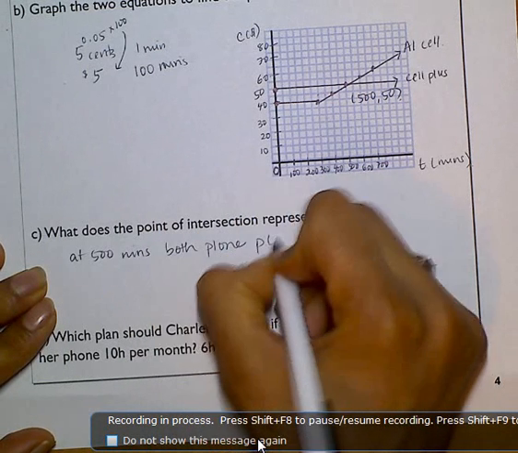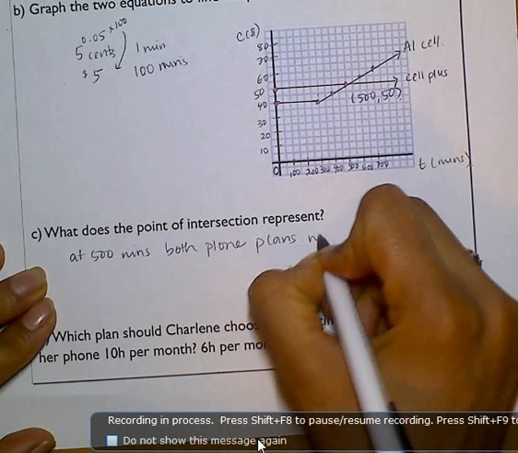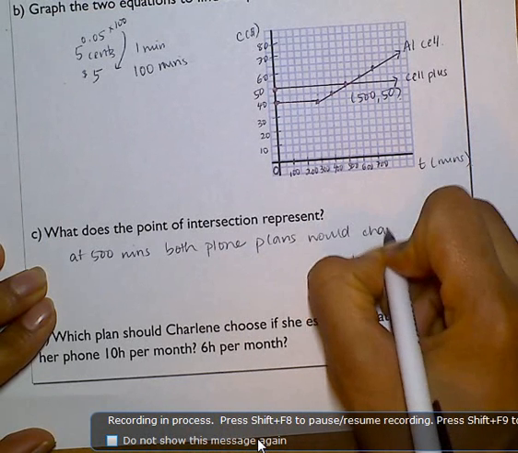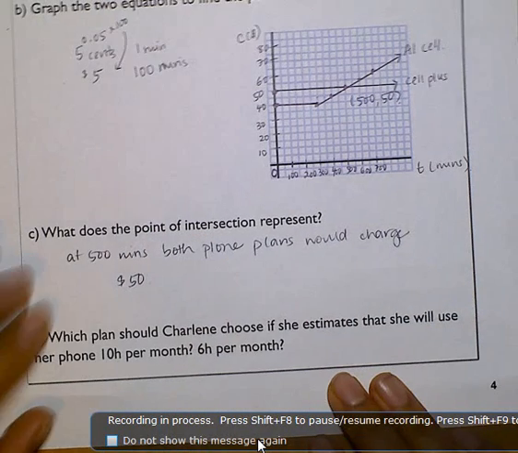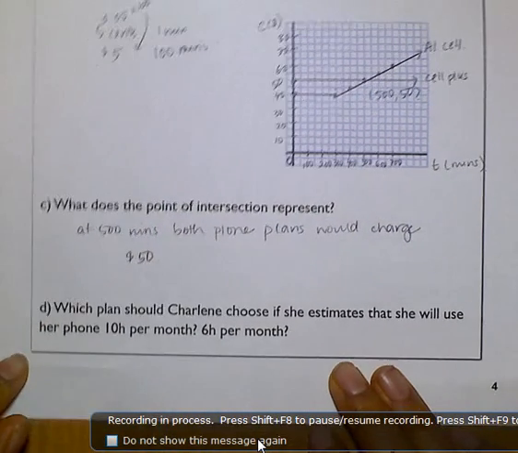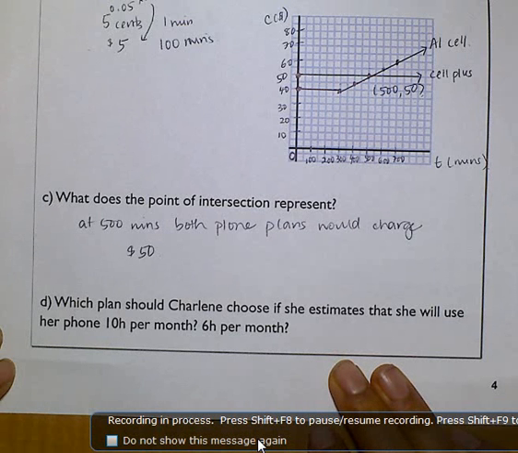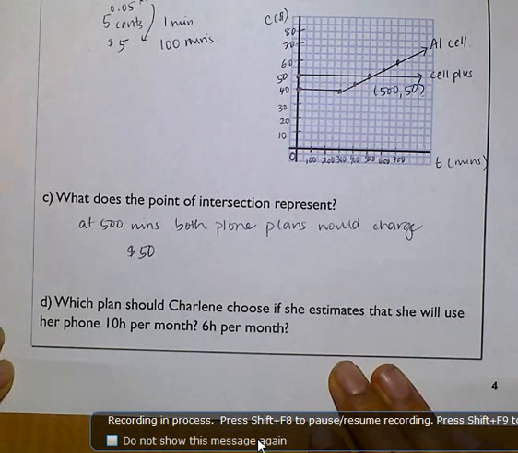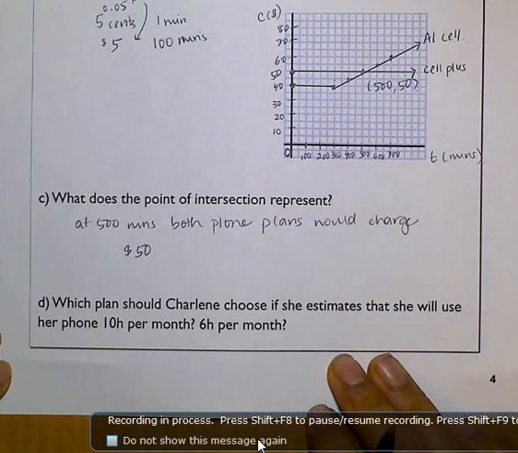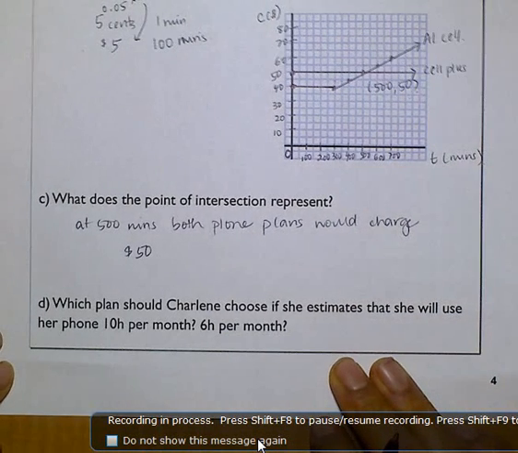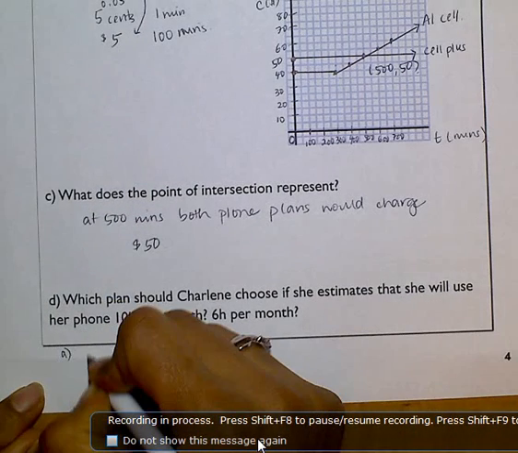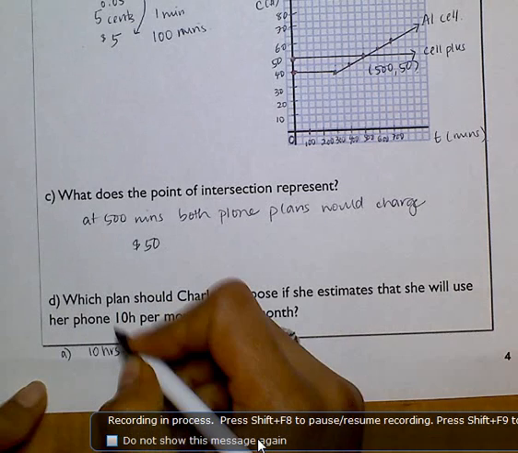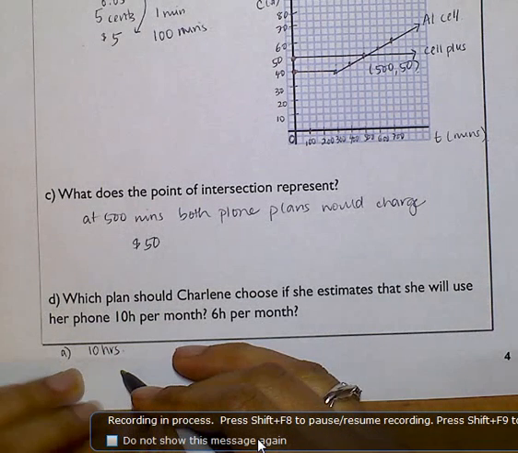So I'm going to go to my graph and see at 600 minutes which phone company is going to be cheaper. So I'm just going to extend that line. If you notice, Cell Plus would be cheaper because it would only be charging $50, whereas L Cell would be $55. So in this case, Charlene should choose L Cell. So sorry, Cell Plus. Cell Plus would be cheaper here.